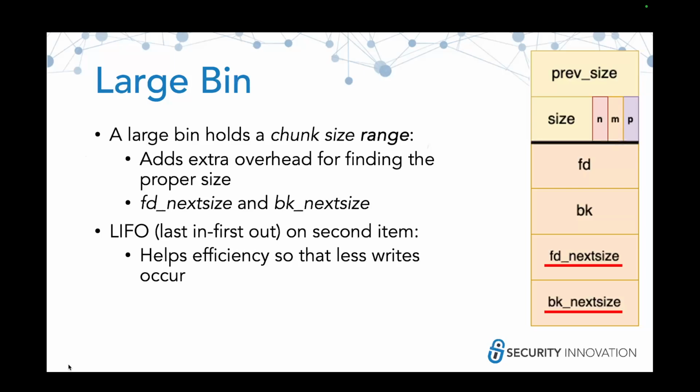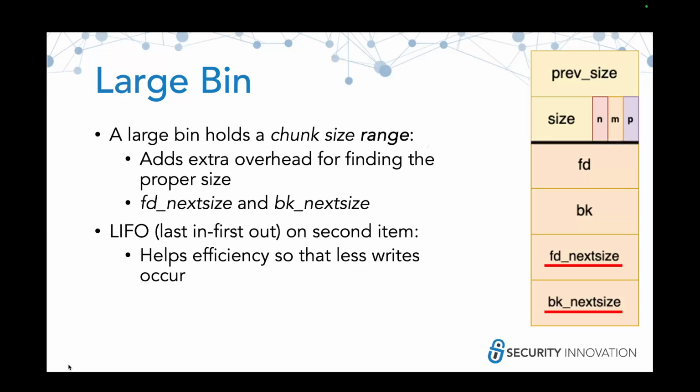So here, the chunk has 6 fields now. For large bin chunks, there are 2 extra fields. The FD and the BK are exactly the same as before, but the FD next size and BK next size are interesting. Unlike the small bin, the large bin actually holds a chunk size range, meaning that we don't want to have hex 200, hex 210, hex 220. Instead, a single large bin will hold a range from hex 210 to maybe hex 400 or something. So the large bin needs to be ordered as a result.